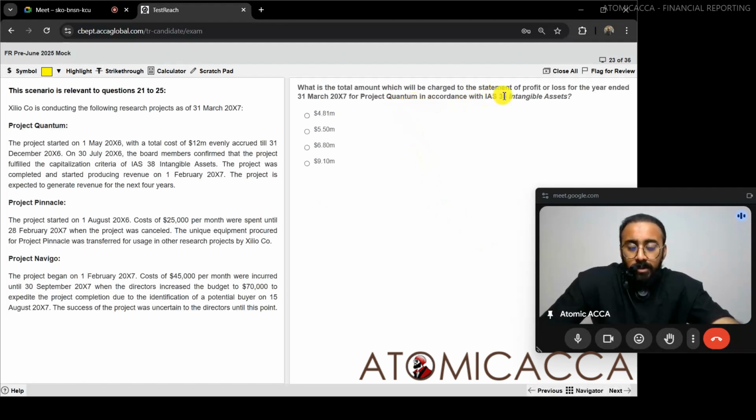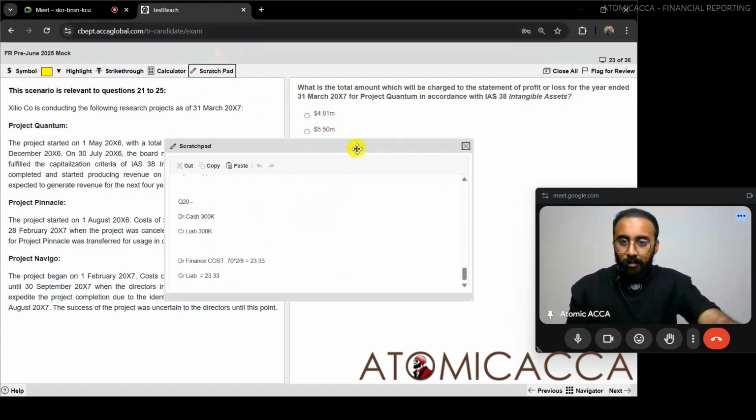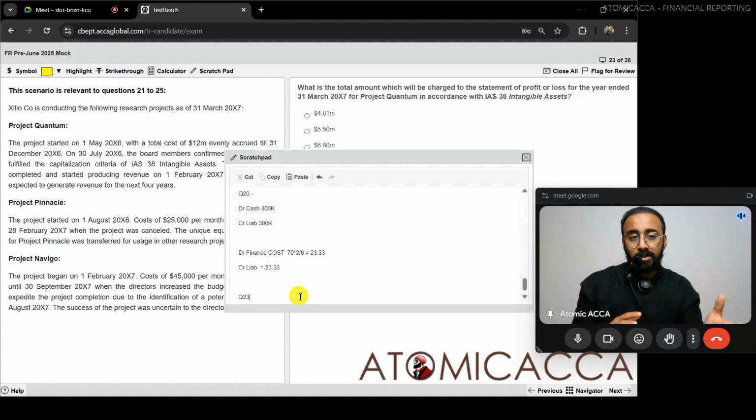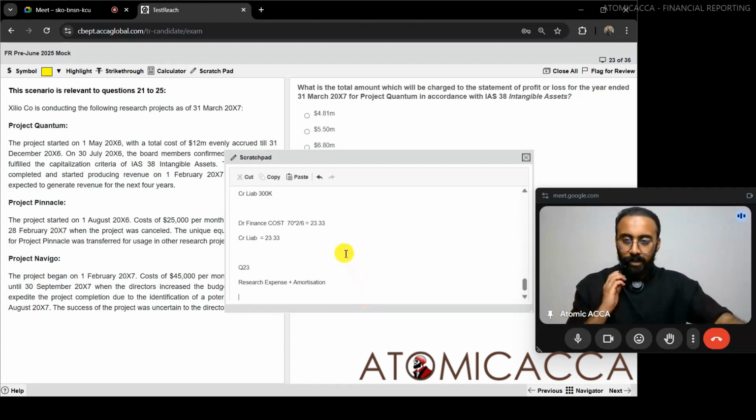What is the total amount that will be charged to SOPL for 31st March X7 for Project Quantum? So as per Project Quantum's information that we have just brainstormed, there's a portion where research is happening, then a portion where development is happening, then a portion where amortization is happening. They're asking what will go to SOPL. So we need the research expense, and we also need the amortization. These are the figures we need.